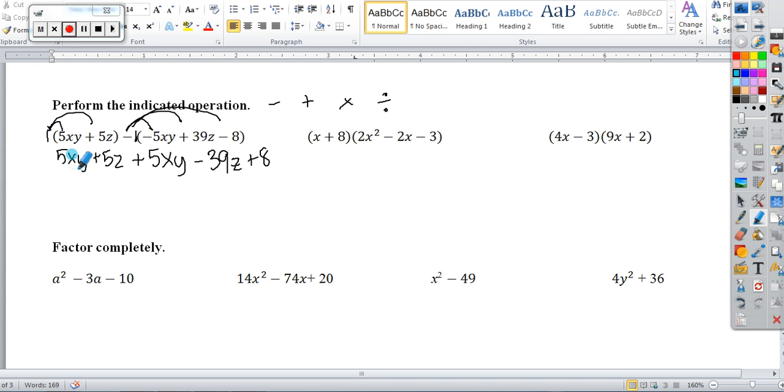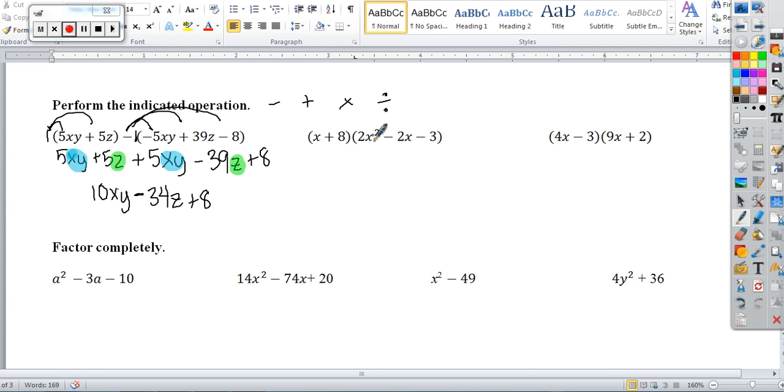So I'm looking for my like terms. There's my xy's. I'm going to combine those coefficients and my z's. So I should have a trinomial answer when I'm done. 5 plus 5 is 10xy. 5z minus 39z, that's negative 34z. And then we have our constant, positive 8. That's it. Don't do anything else.